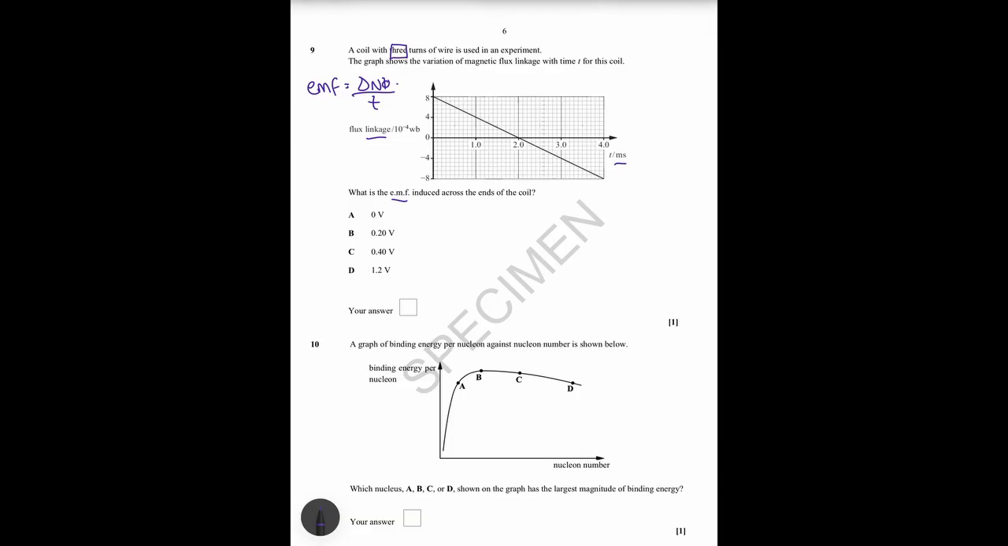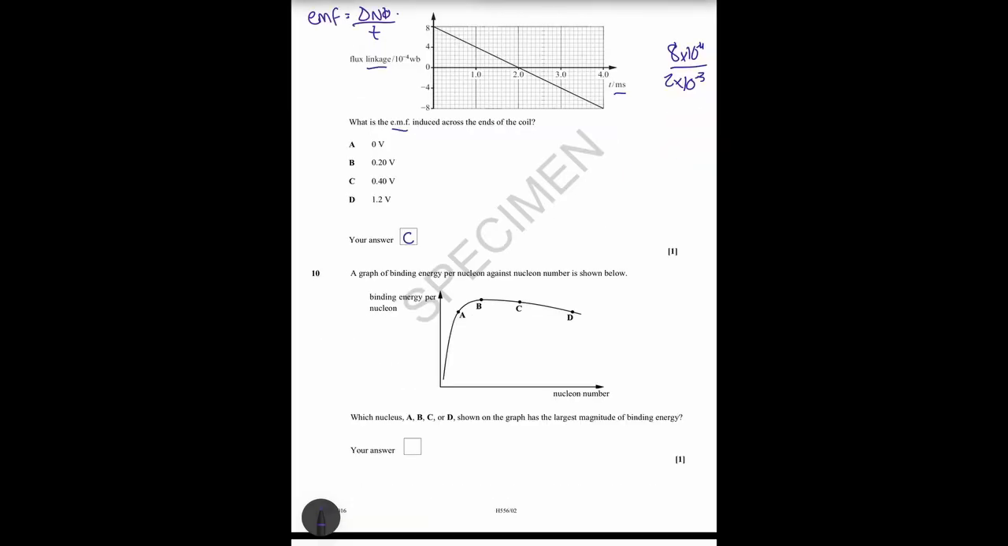So what's my change in y? My y goes from 8 to 0, or 0 to 8, the difference is going to be 8. So I've got a difference of 8 times 10 to the minus 4. And then my time has gone from 0 to 2. So I've got a magnitude difference of 2, and that's milliseconds, so it's times 10 to the minus 3. If I'm doing 8 times 10 to the minus 4 divided by 2 times 10 to the minus 3, I put that in the calculator, and the answer is 0.4. So therefore the answer is going to be C.